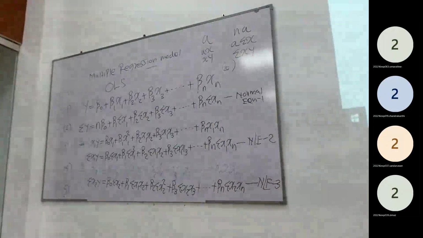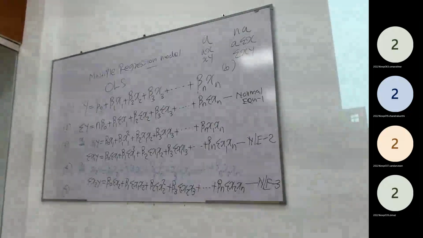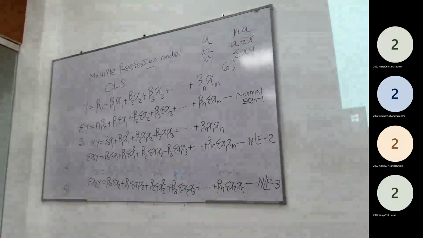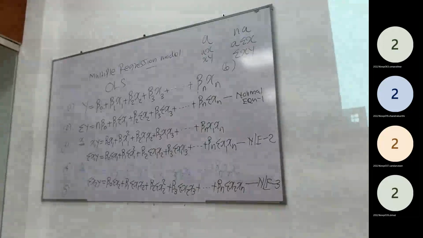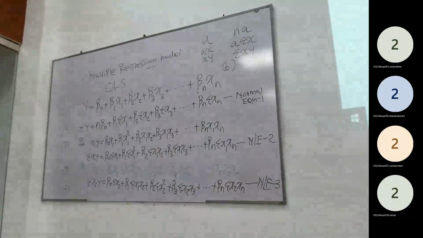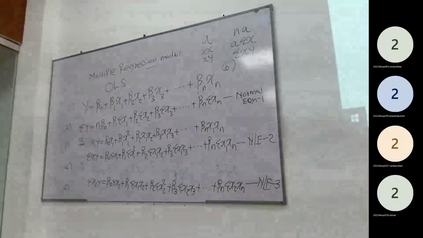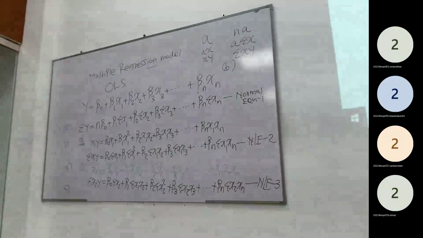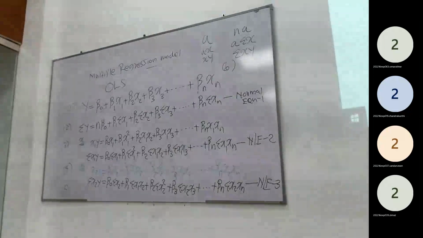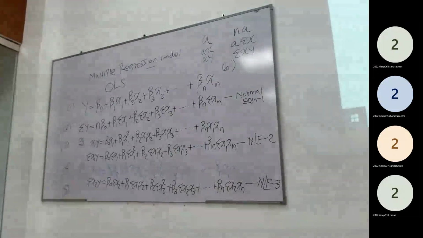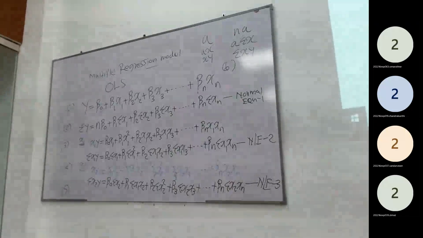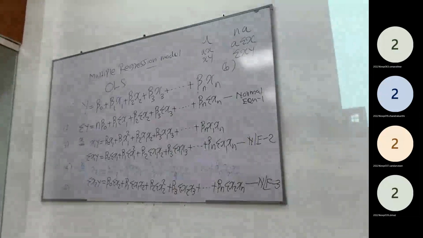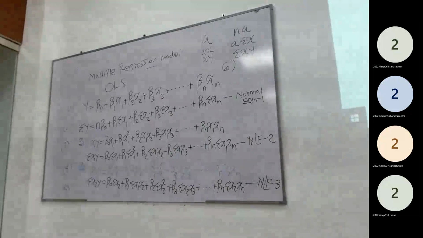Solve simultaneous equations to obtain the intercept and individual beta values of all the independent variables.